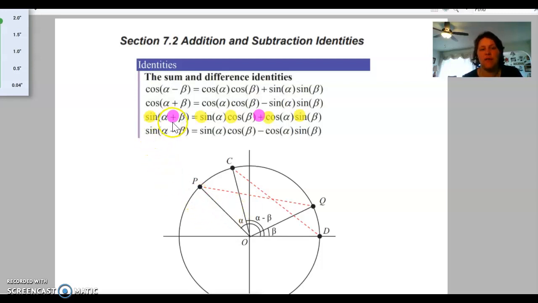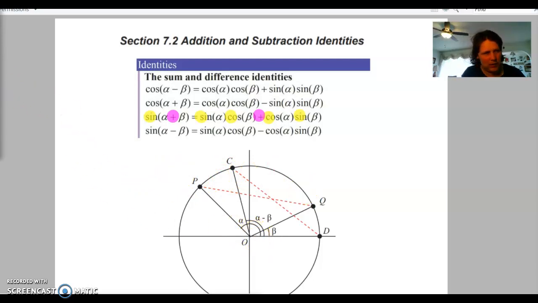So sine of alpha plus beta equals sine alpha cosine beta plus cosine alpha sine beta, right? And then on the subtraction one, alpha minus beta, the signs are the same, and it starts and ends with sine. Okay, so do work on memorizing those. You'll be working with those formulas plenty, and you should be able to figure them out pretty easily after this lesson.